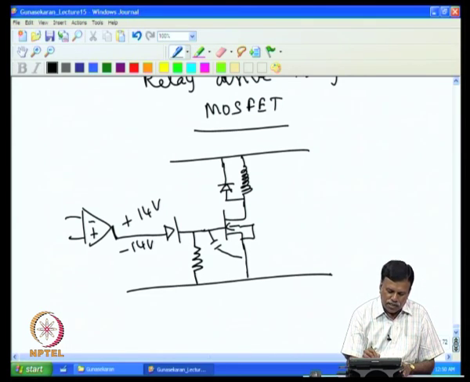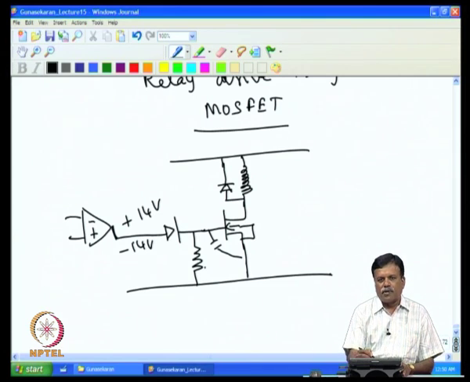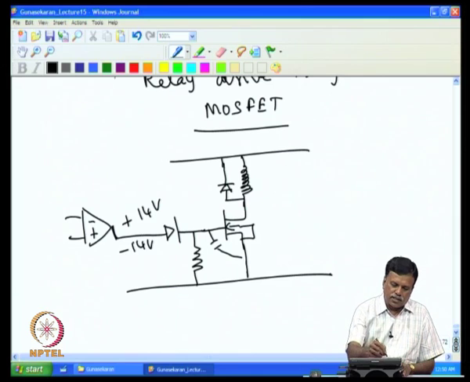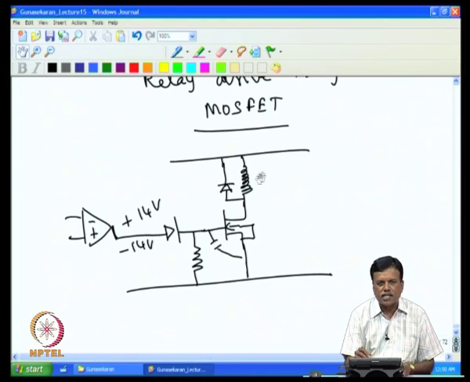So we have given a resistance here, because here we are not bothered about the switching speed, because we are switching the relay only once in a while, once in a few seconds or once in a minute. So the switching time can be a few milliseconds, which is not a problem.